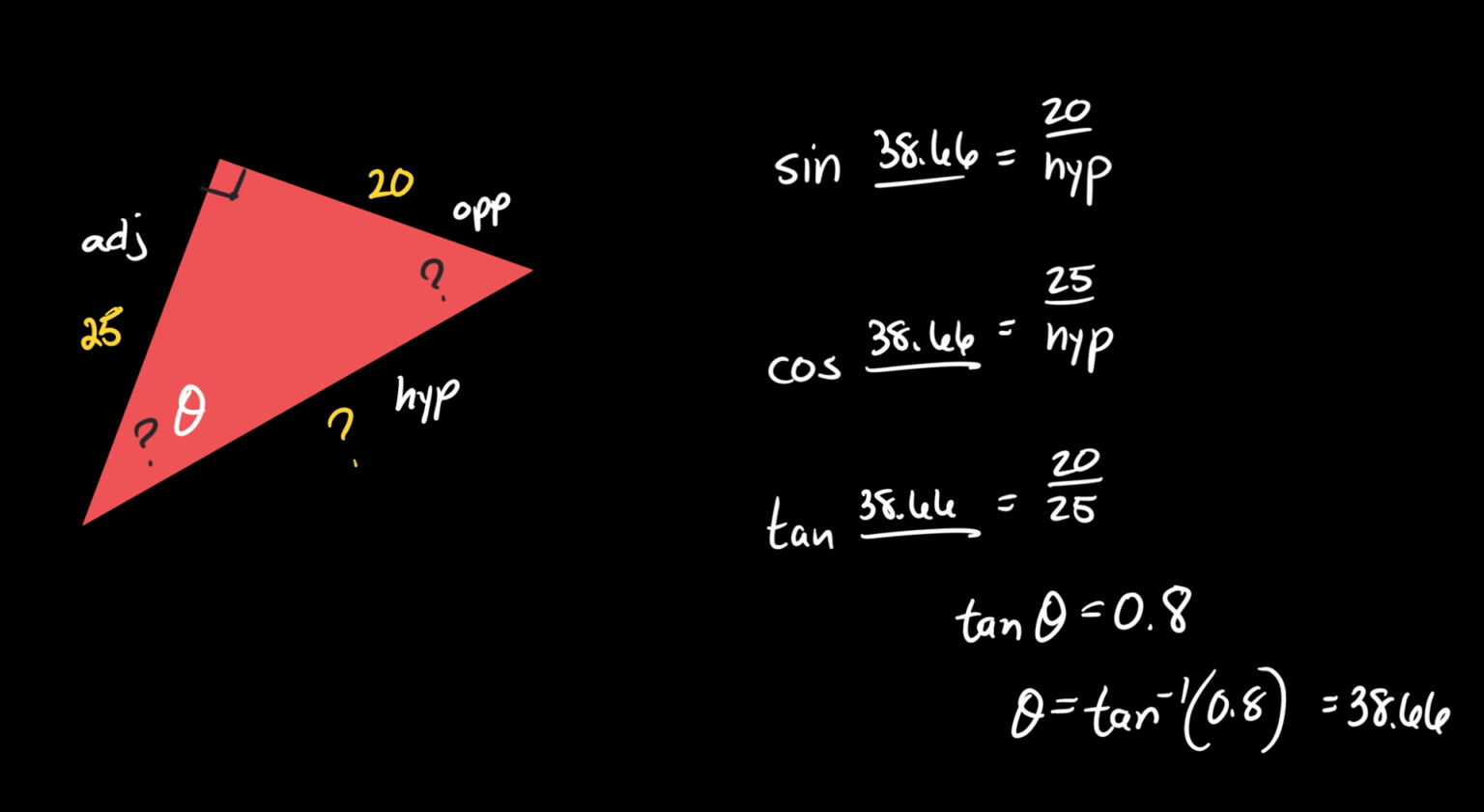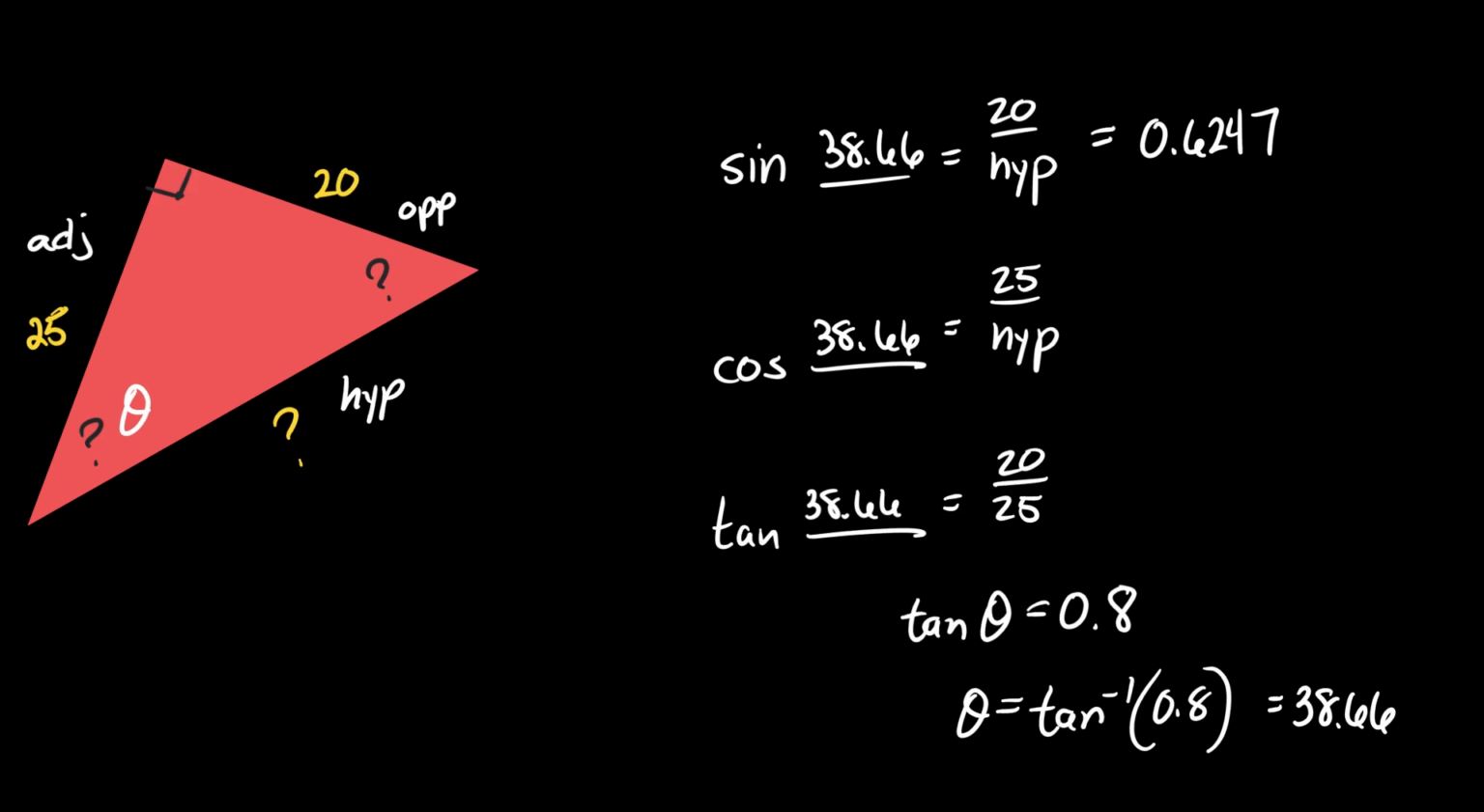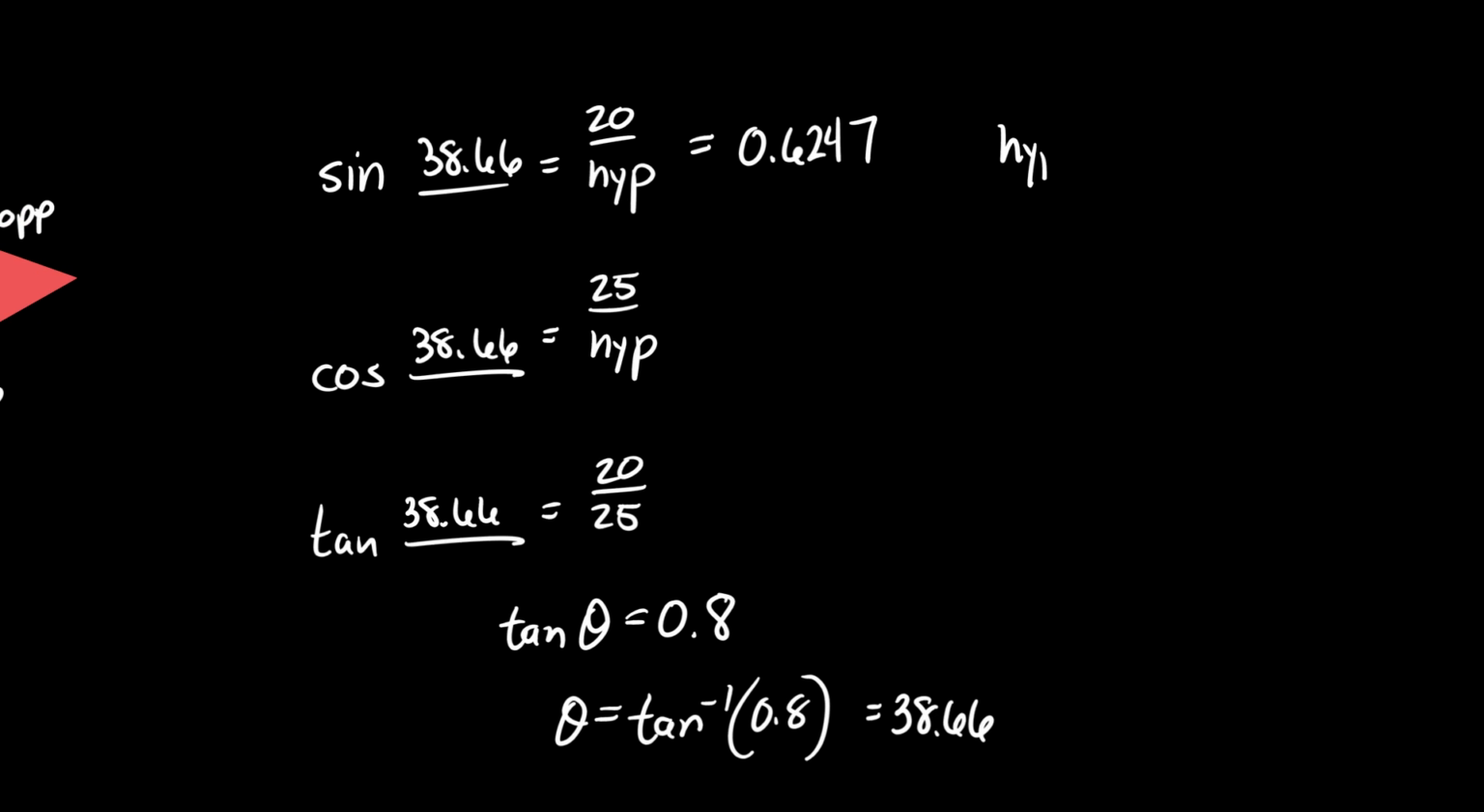For example, now that I know it's 38.66, I can take the sine and get 0.6247. I could use that to find the hypotenuse by using a different trig function. So I'll have hypotenuse equals 20 divided by 0.6247. And I get 32.